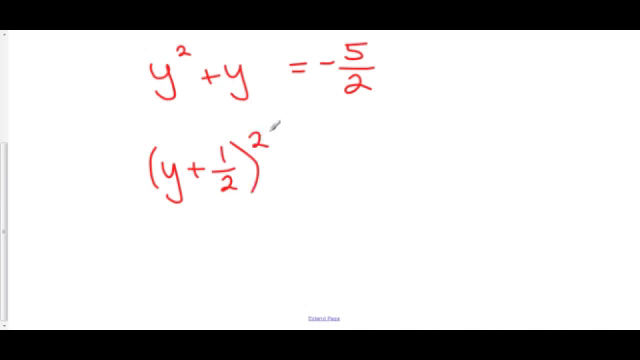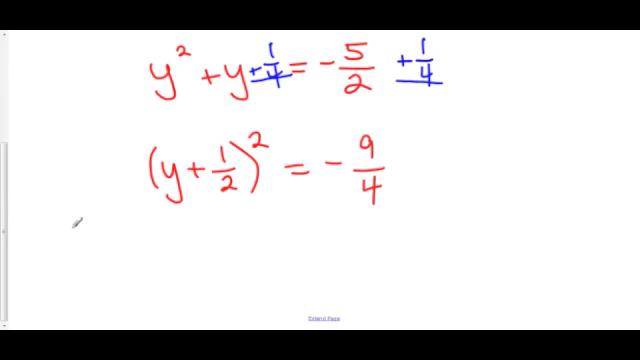But now in order to actually complete the square, we have to add some number to both sides of this equation. That number is 1/2 squared. And 1/2 squared gives us 1/4. So we are going to add 1/4 to both sides. This requires us to add two fractions on the right-hand side. -5/2 can be rewritten as -10/4, plus 1/4 is -9/4.